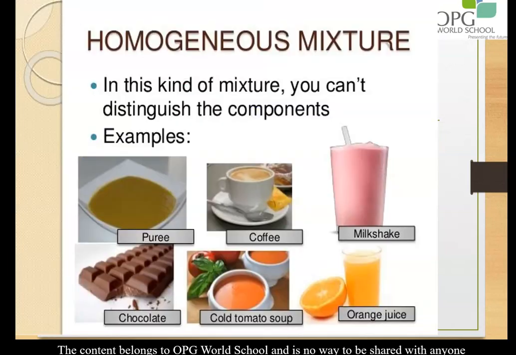So in a homogeneous mixture, we cannot distinguish the components. Examples are vegetable puree, which forms a homogeneous mixture when we mix it completely in the grinder. Similarly, a cup of coffee, a glass of milkshake or orange juice, tomato soup and chocolates. They look like they are made up of only one type of material, but actually they are a mixture of many things mixed together. We just cannot see them.